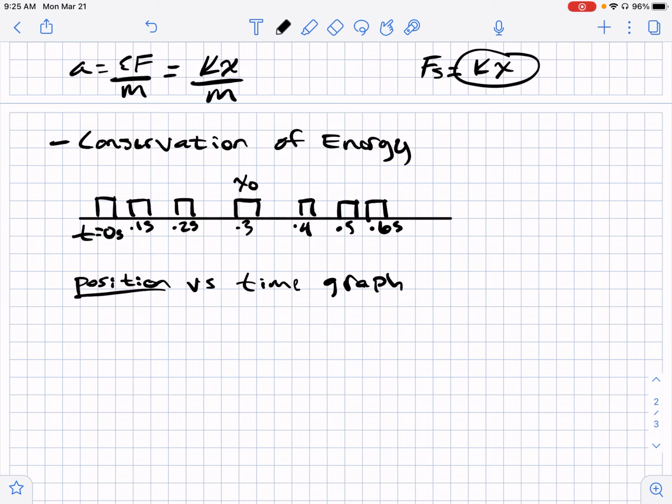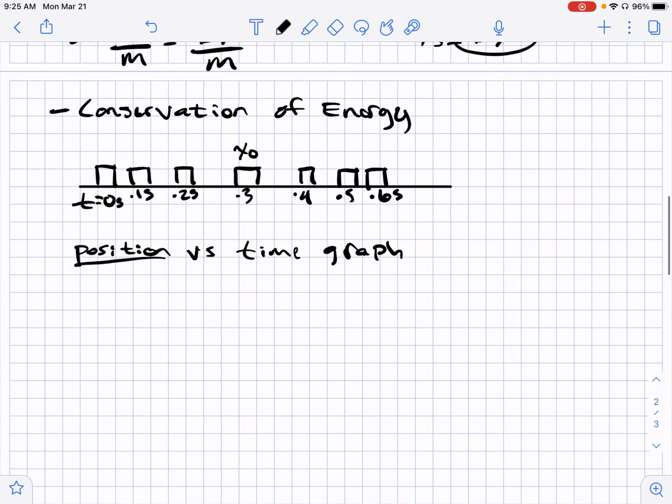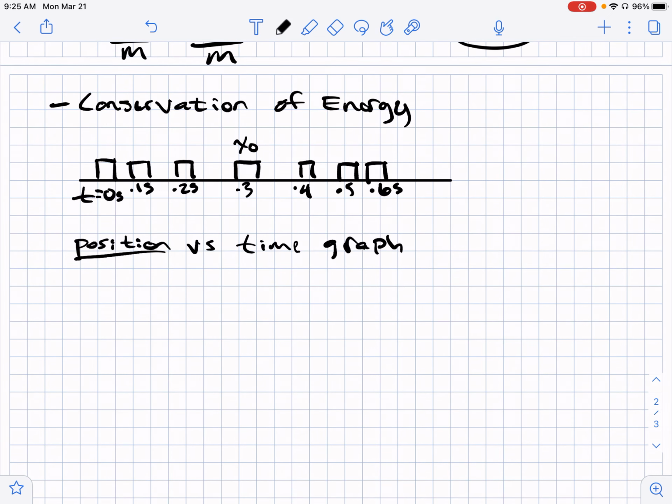So the keyword there is position. We're looking at the displacement of this mass on a spring. So let's draw position versus time. At 0 seconds, I'm at that maximum, in this case a negative position, so it'd be right here.